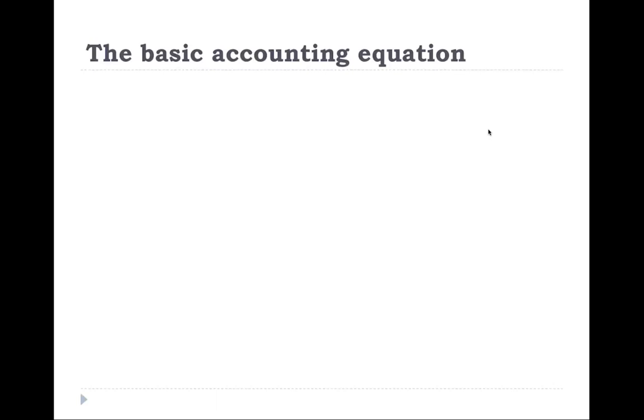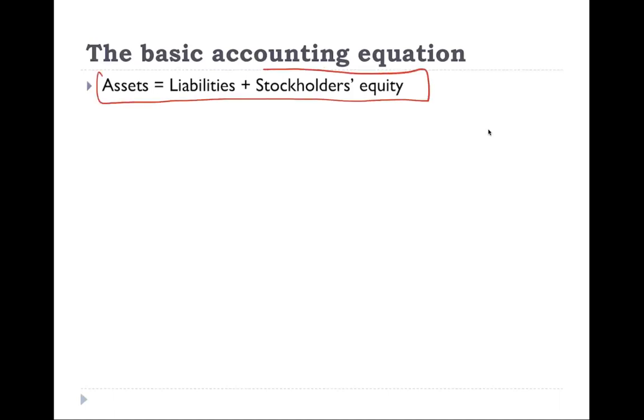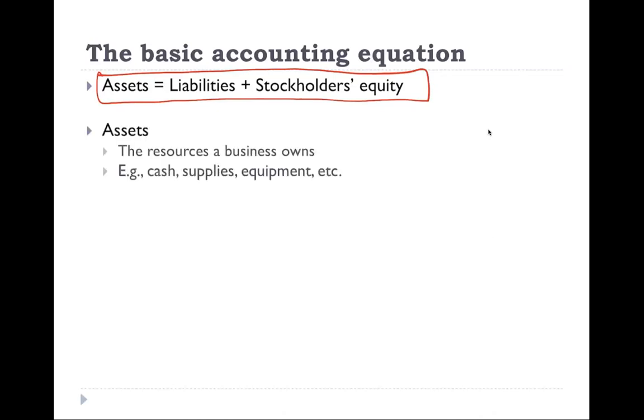The basic accounting equation is basically asset equals liabilities plus stockholders' equity. And this is a very important equation. If there's ever one thing I want you to take away from this course, it is this equation. Asset equals liabilities plus stockholders' equity. So what is asset? Asset basically represents the resources a business owns. It can be cash, it can be supplies, it can be equipment. It's just everything the company owns.